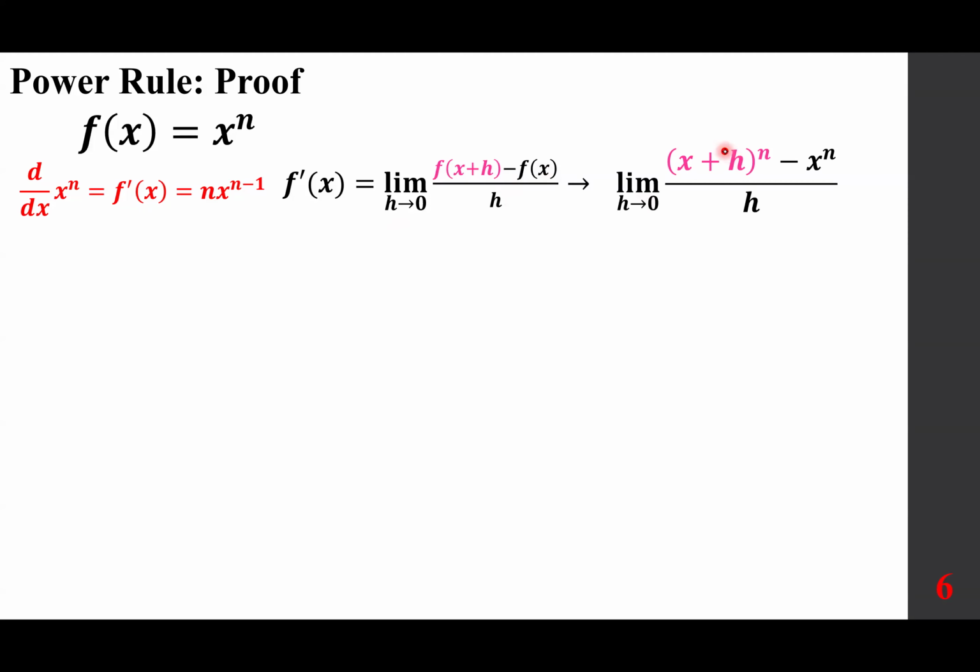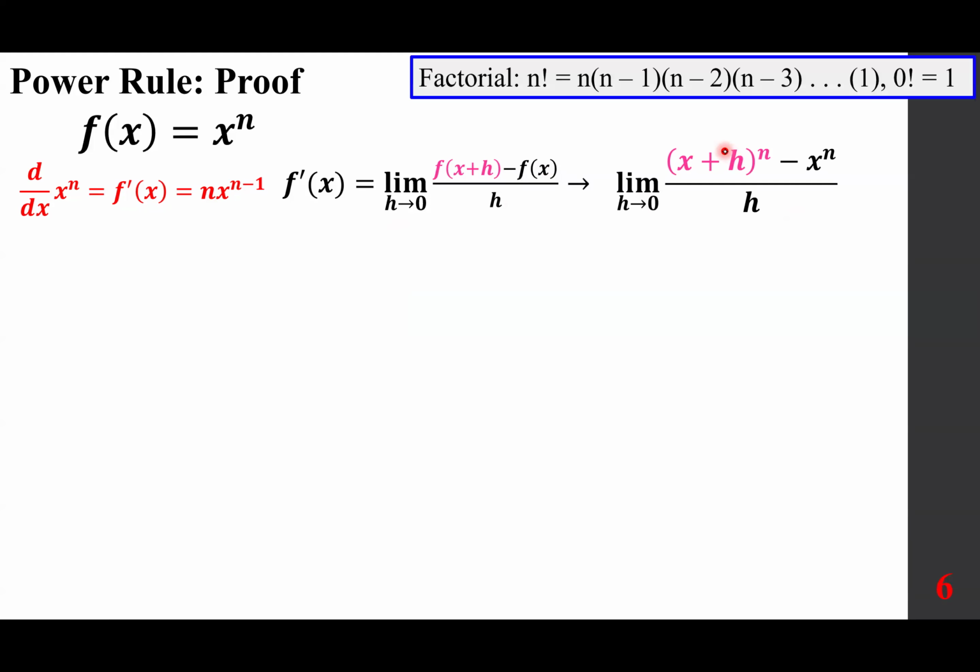So we want to expand that. To expand that, I want to remind you of a couple of things. One of them is factorial. Recall, n factorial means n times n minus 1 times n minus 2 all the way to 1. So 1 factorial equals 1, and 0 factorial is equal to 1 because of the combination problem. As an example, 5 factorial means 5 times 4 times 3 times 2 times 1, which adds up to 120 when you multiply them up.